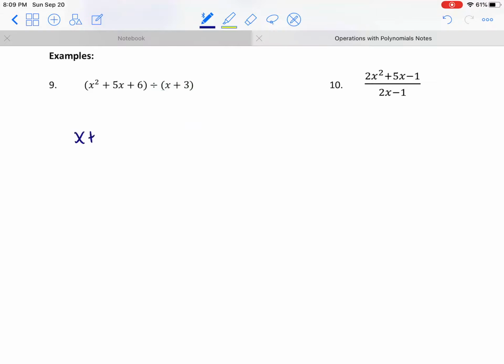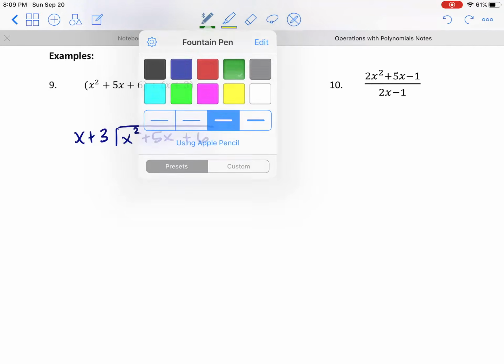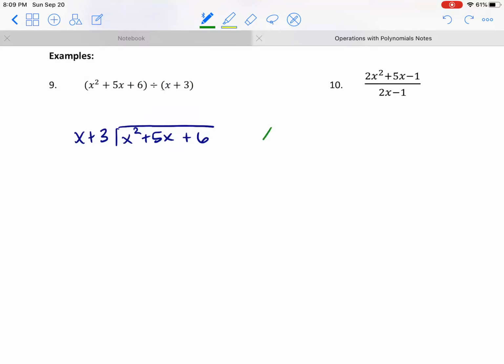So I'm going to put x plus 3, my divisor, outside of the box, and I'm going to put x squared plus 5x plus 6 inside the box. Okay? So I'm going to divide, and when I start the division, it's just the first term divided by the first term. I'm going to do the work on the side over here because it's hard for me to keep track of all this in my head. I'm dividing x squared by x.